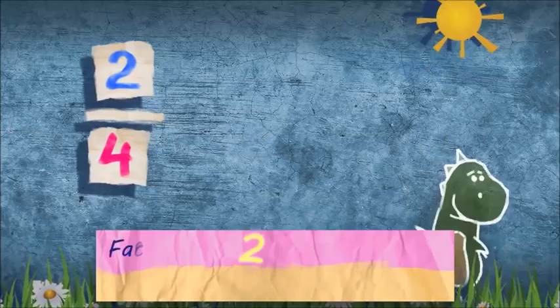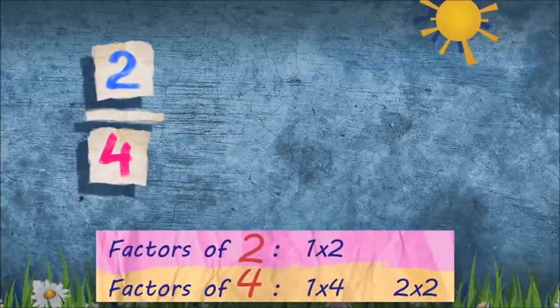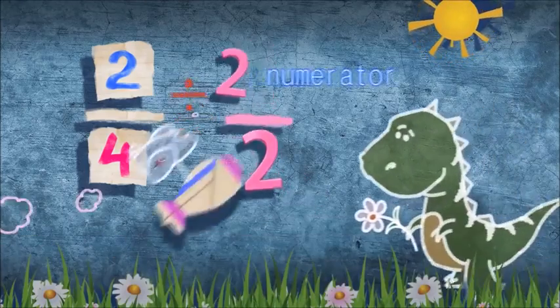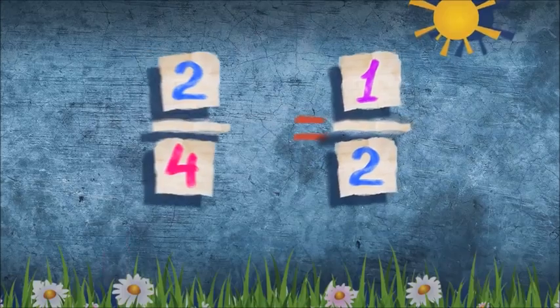To convert to the simplest form, we gotta find the greatest common factor. Then take that numerator and denominator and divide them by that common factor.